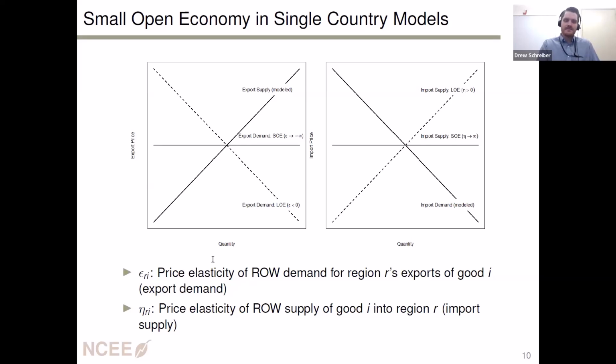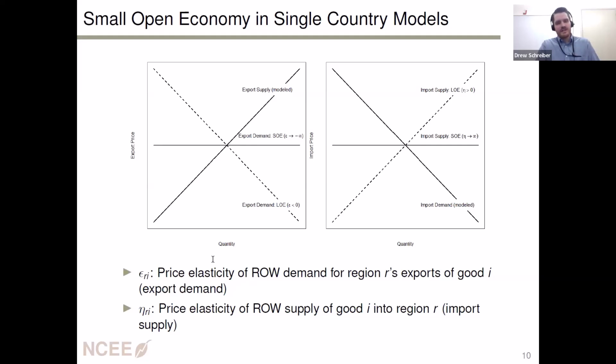And then oftentimes we have a flat export demand function from the rest of the world, and that's operationalized usually through some sort of foreign exchange price in the model. The implicit assumption here is that the price elasticity of the rest of world demand for region R's export of good I, or epsilon, tends towards negative infinity.